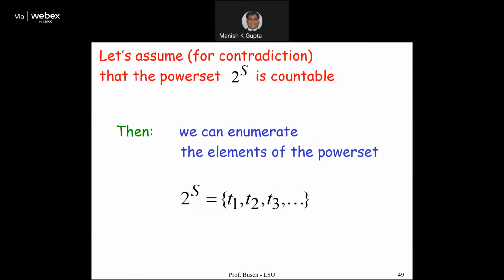If I assume that the power set is countable, I can write down its elements also with correspondence, so I can write down the power set as T1, T2, T3, and so on. The first element of the power set, second element, third element, and so on. So I'm assuming the power set is countable, and this is the enumeration procedure. Now comes the beauty.